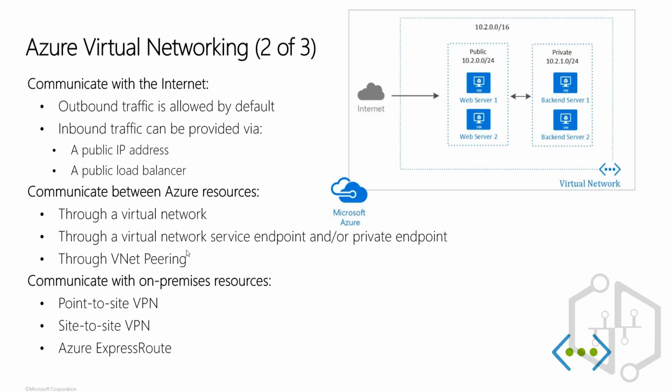Another aspect that you see over here is you can communicate via the service endpoints. You can communicate via your private endpoints as well. Now this is between service to service communication. Another option that you have is you can communicate via VNet peering. So what is this VNet peering? We'll come to this in much more detail.